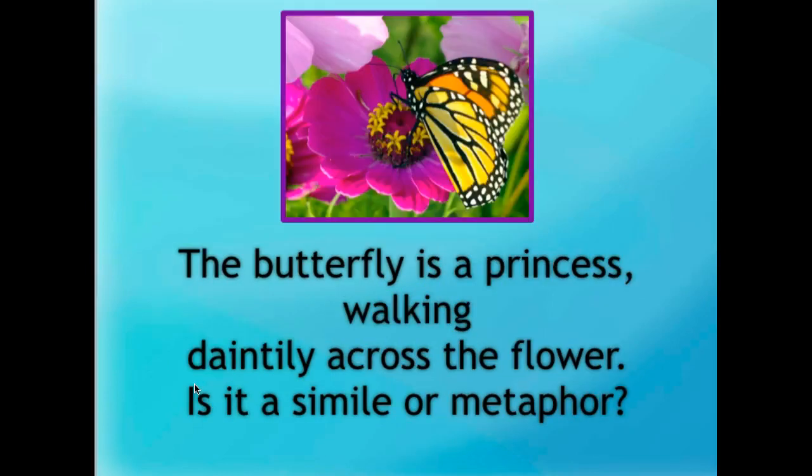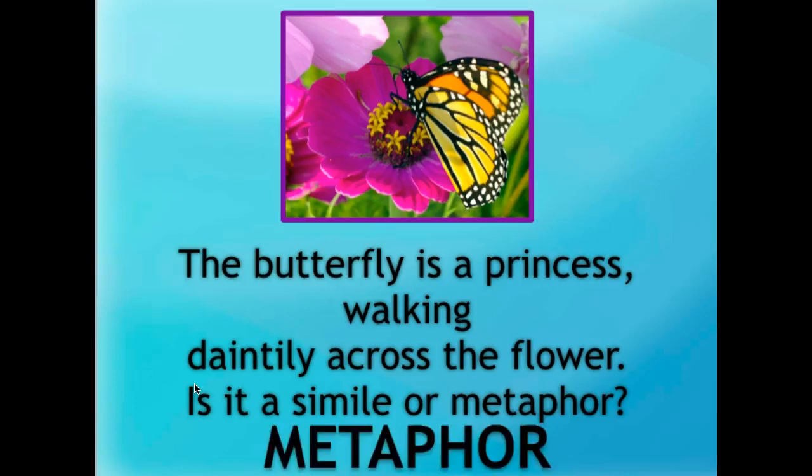For the next one, the butterfly is a princess walking daintily across the flower. So when we look at this, we need to kind of ask ourselves, first of all, what two things are being compared? In this case, we have a butterfly and a princess, but what word are we looking for? You're either looking for like or as for a simile. If you don't see like or as, you know that it's a metaphor. So in this case, that's going to be a metaphor for you.